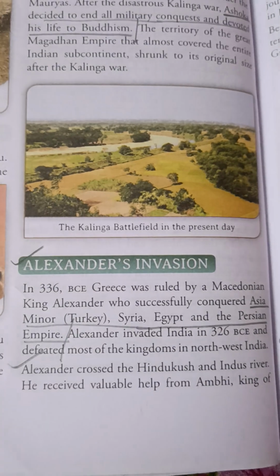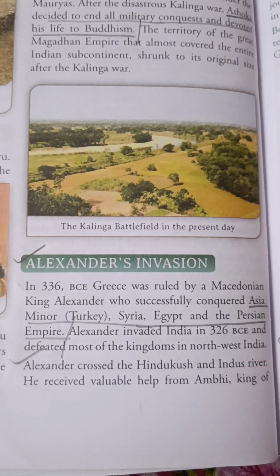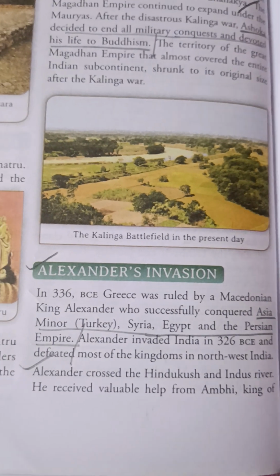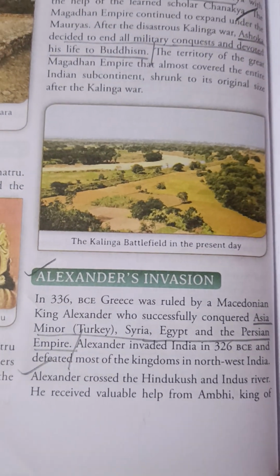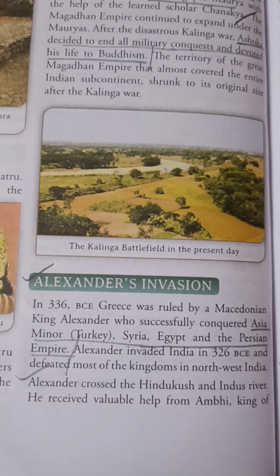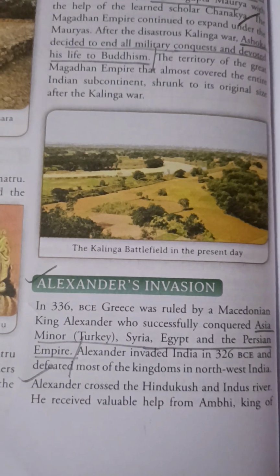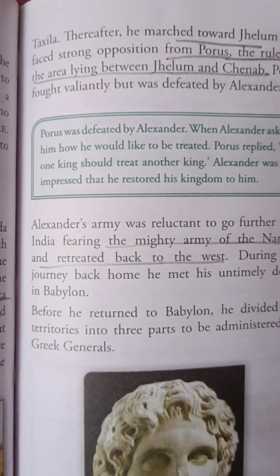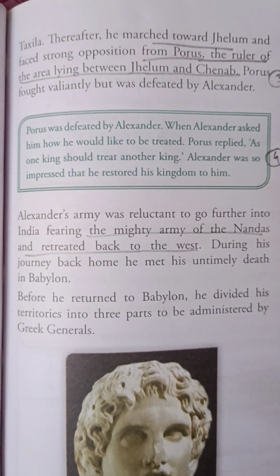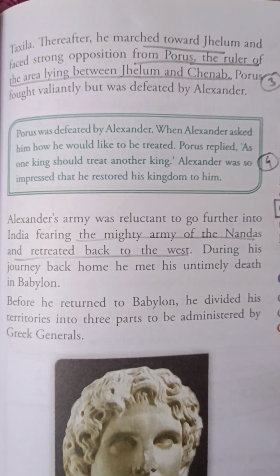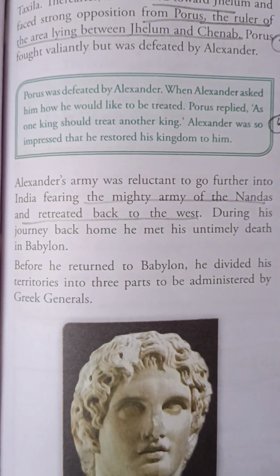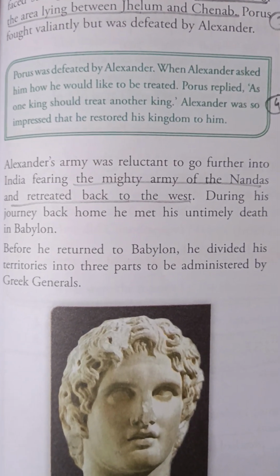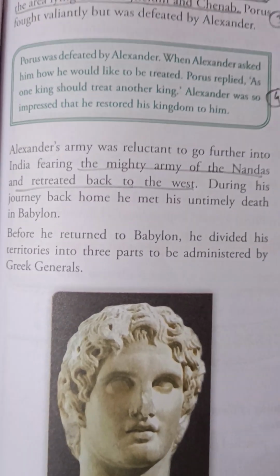Now, Alexander's invasion. In 336 BC, Greece was ruled by a Macedonian king, Alexander, who successfully conquered Asia Minor, Syria, Egypt, and the Persian Empire. Alexander invaded India in 326 BC and defeated most of the kingdoms in northwest India. Alexander crossed the Hindu Kush and Indus River and received valuable help from Ambi, the king of Takshila. Thereafter, he marched towards Jhelum and faced strong opposition from Porus, the ruler of the area lying between Jhelum and Chenab. But finally, he was defeated by Alexander. Alexander's army was reluctant to go further into India, fearing the mighty army of the Nandas, and retreated back to the west. During this journey back home he met his untimely death in Babylon.